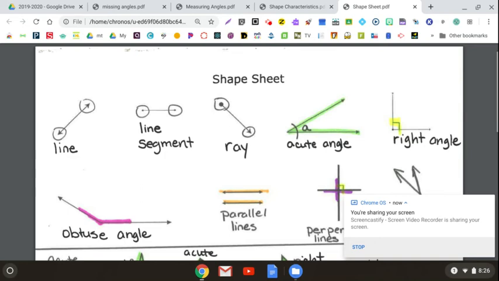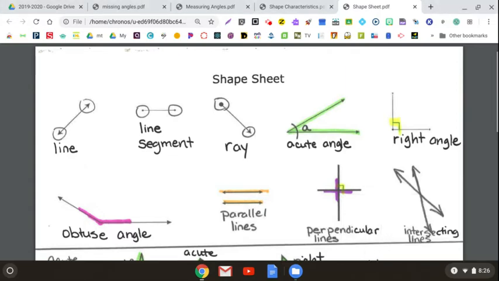Hi, boys and girls. We're going to be talking about shapes this week. And so you can see here on the video that this is our shape sheet that we gave you back when we started geometry. And I went ahead and helped you out a little bit and divided it up into sections, and I color coded it to kind of help you.